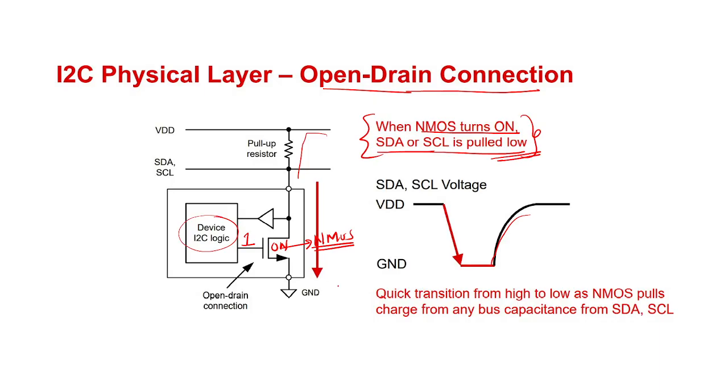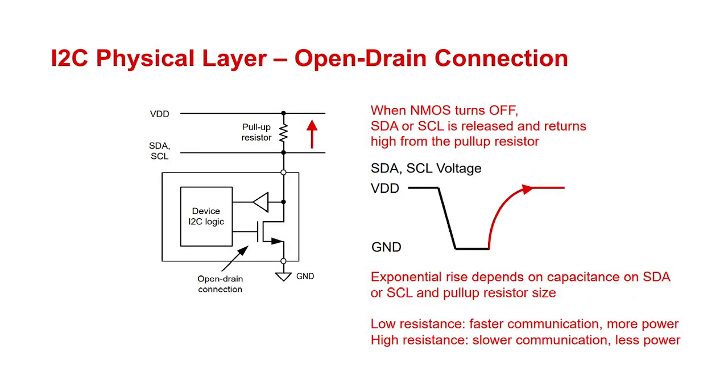So quickly it will not transition from high to low. There is some curve like this. It will transition from low to high like that. And this is open drain connection.